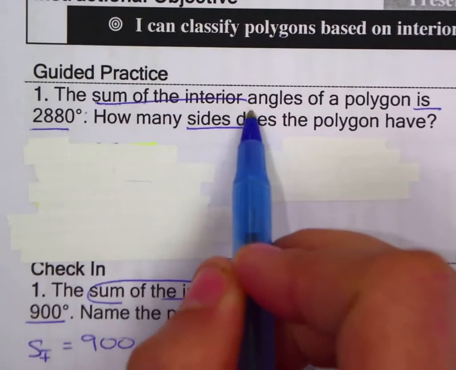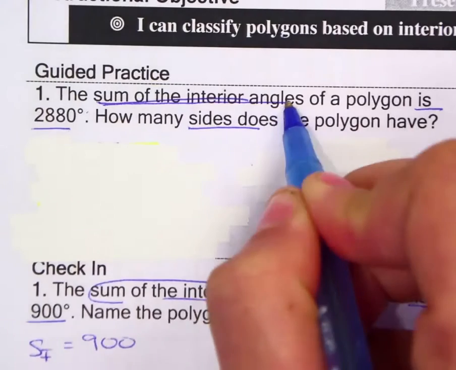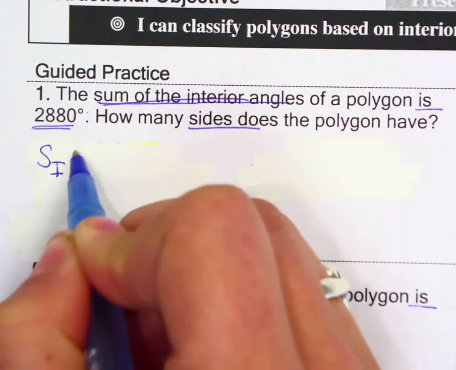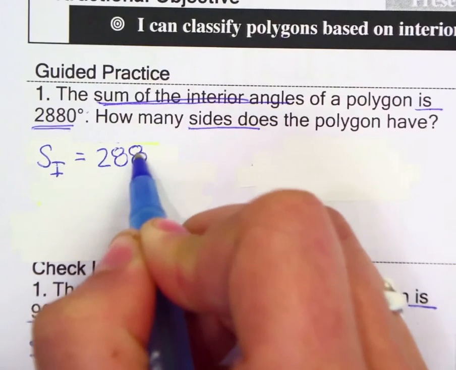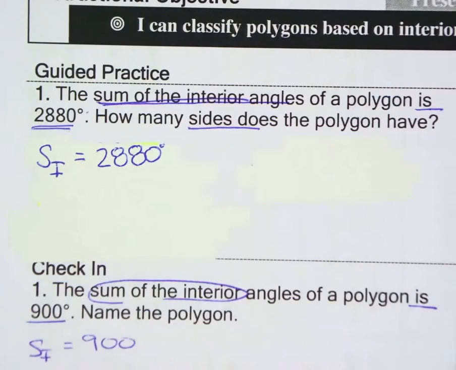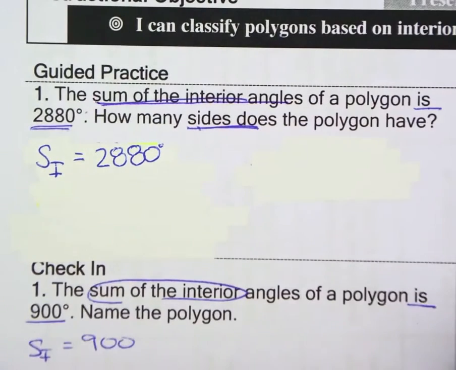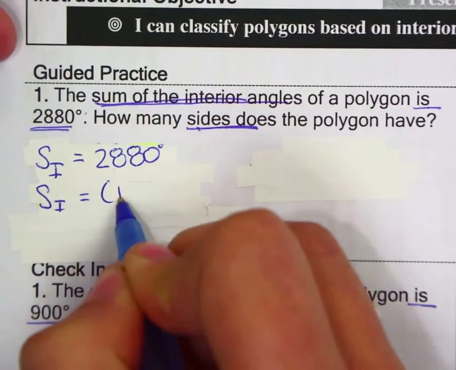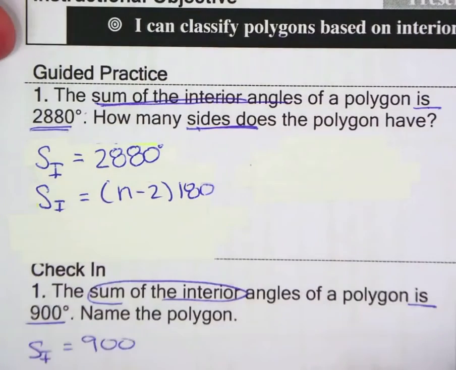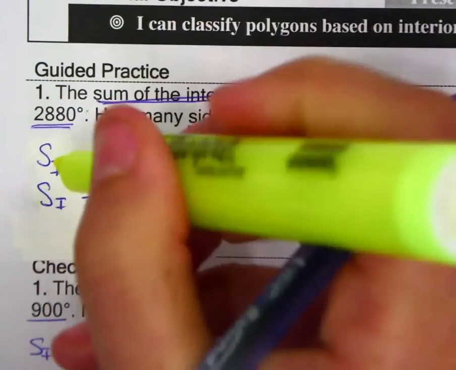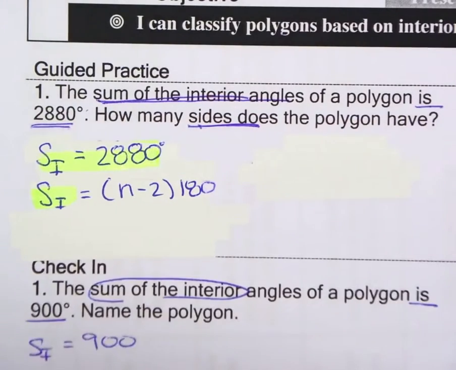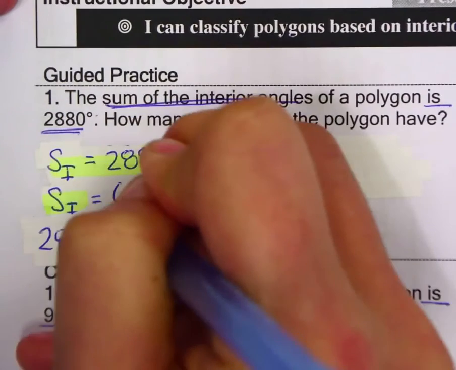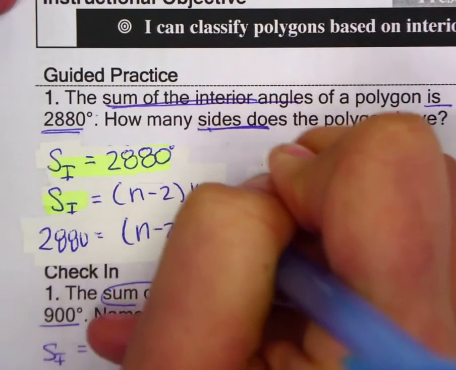The sum of the interior angles of a polygon is 2,880 degrees. How many sides does the polygon have? So we know the formula for the sum of the interior angles. It's n minus 2 times 180, right? So we're going to substitute 2,880 in for the sum of the interior angles, because that's what it equals. n minus 2 times 180.